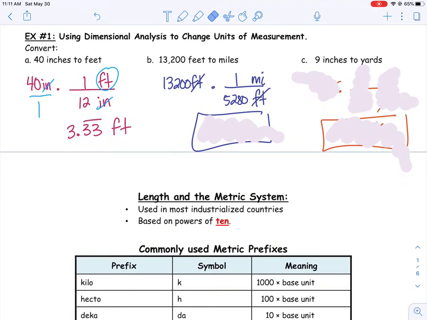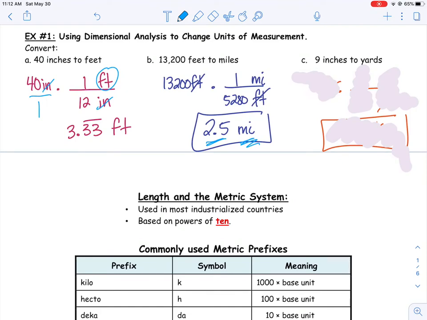We can multiply and divide those fractions, and you should end up getting 2.5 miles. There are 2.5 miles for every 13,200 feet. Making sure you not only show me all of your work with your dimensional analysis, but you show me your answer with correct units. So don't just say 2.5, make sure you tell me that it's 2.5 miles.